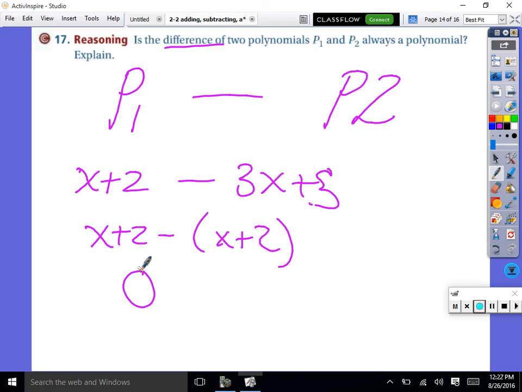So if I said to you, if I add two polynomials, is it closed? You would say yes, because if you add two polynomials, don't you still get a polynomial? Yes. Okay.